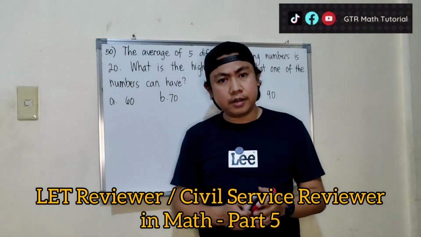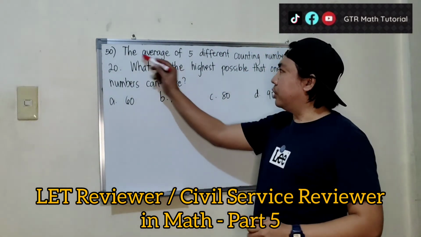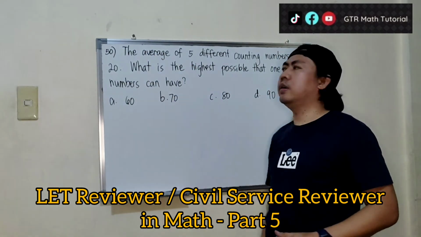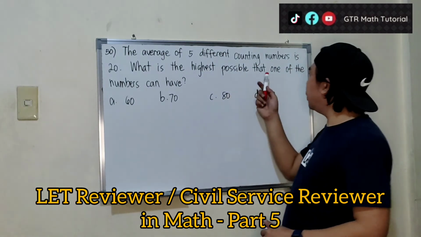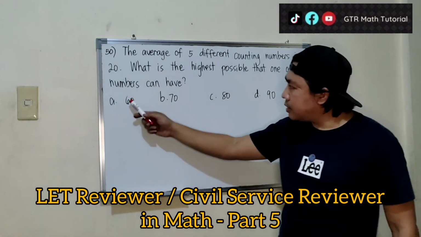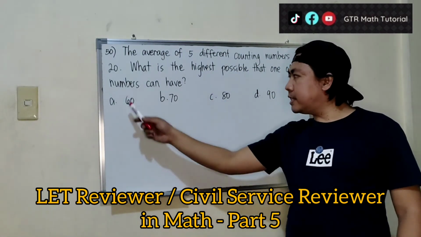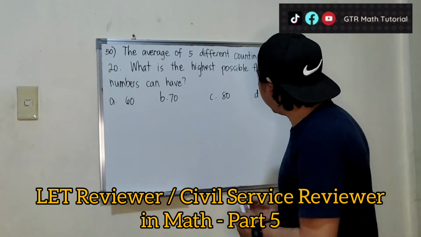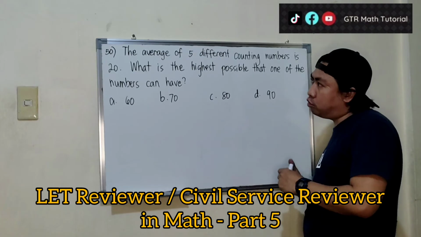Okay, last number, number 50. The average of 5 different counting numbers is 20. What is the highest possible that one of the numbers can have? Joy says 60, 70, 80, and 90. So, ano yung possible, highest possible value daw ng number?